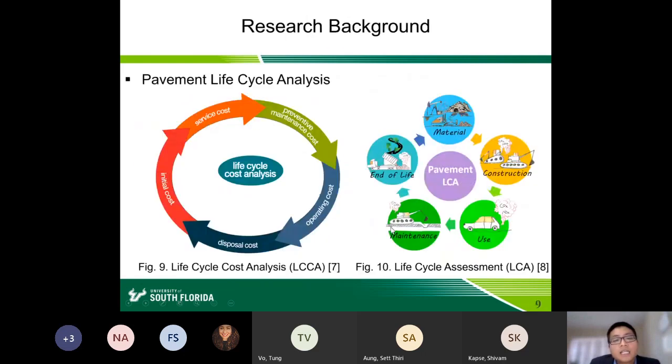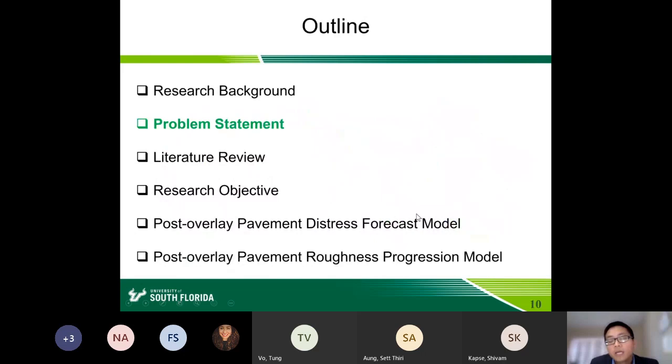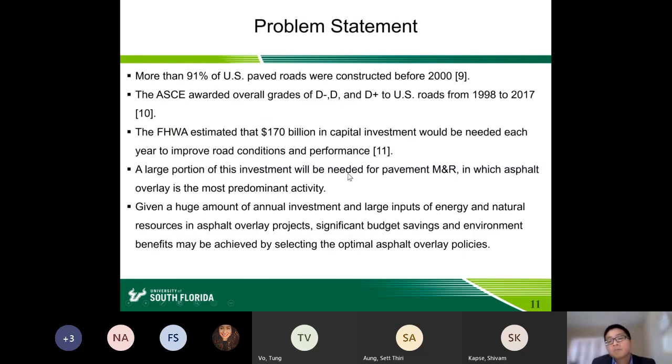So this is the general background about this research. I hope you can grasp a big picture. And then I want to talk about the problem statement. In the problem statement part, I will talk about the general background and the current situation of the pavement.